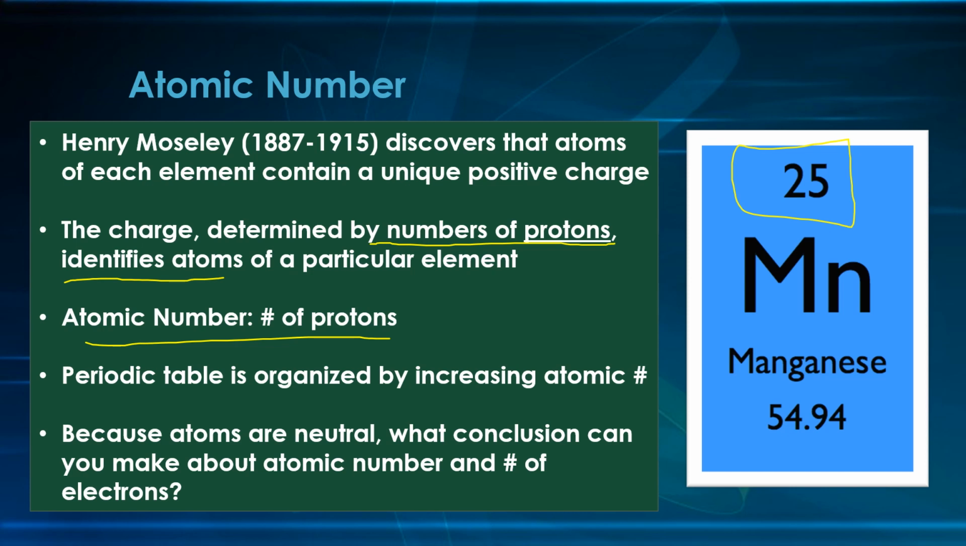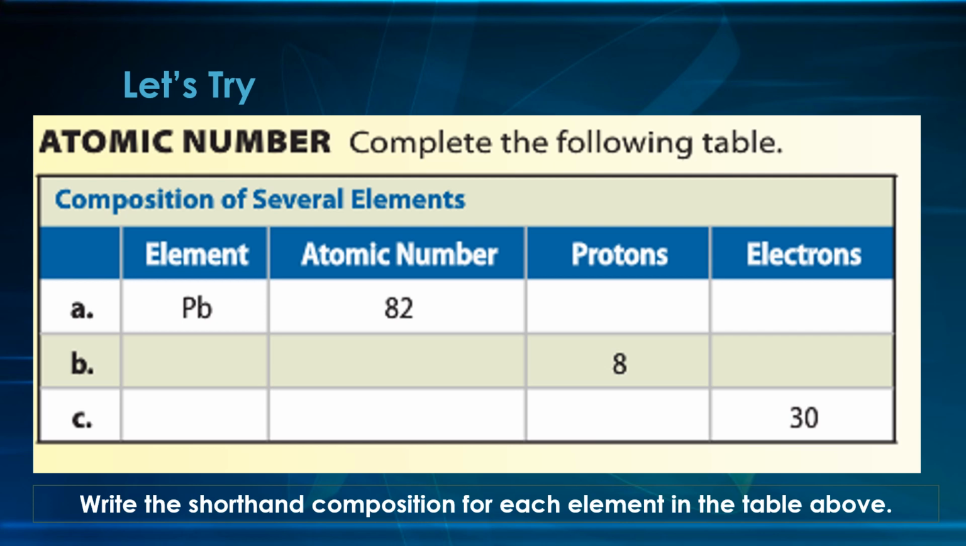And as I keep reading from left to right, I'll see that the atomic numbers increase by the number 1. Because atoms are neutral, what conclusion can you make about the atomic number and the number of electrons? I hope you said that the number of electrons must be equal to the number of protons in a neutral atom. If an atom is neutral, it means that it does not have a charge.